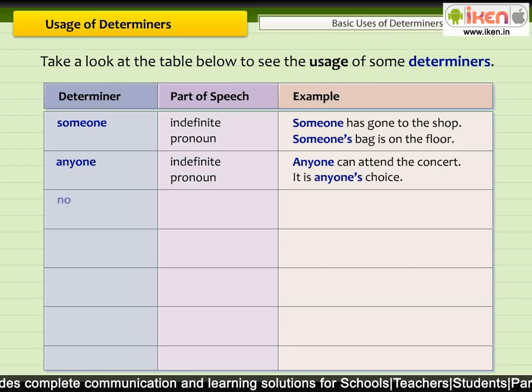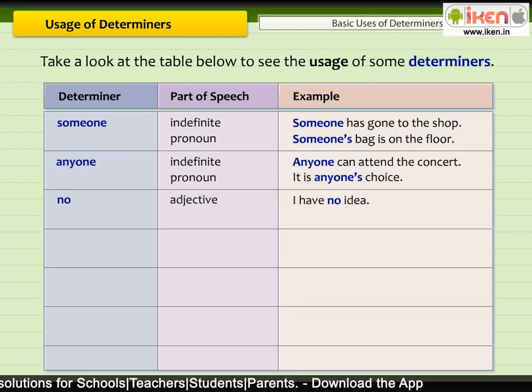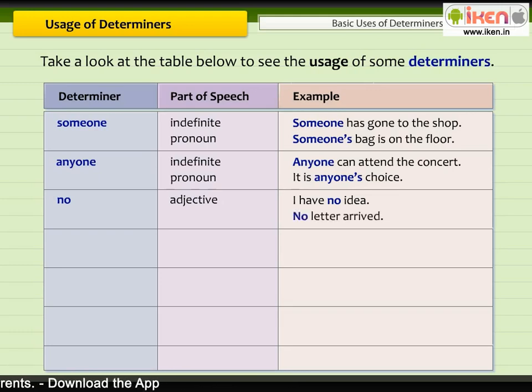The determiner no is an adjective. It can appear before the object in a sentence. For example, I have no idea. It can also appear before the subject of a sentence. For example, no letter arrived.